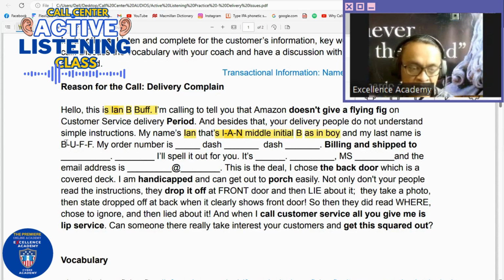And my last name is Buff, B-U-F-F. Okay. My order number is 114-5012637-560-0103. Billing and shipped to 2738 Rafe Lane, Jacksonville, Missouri.